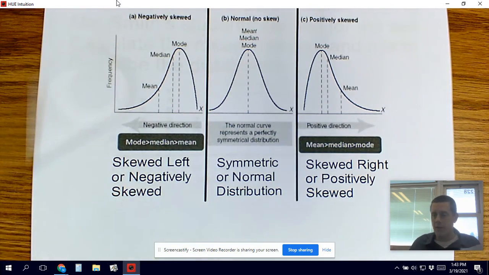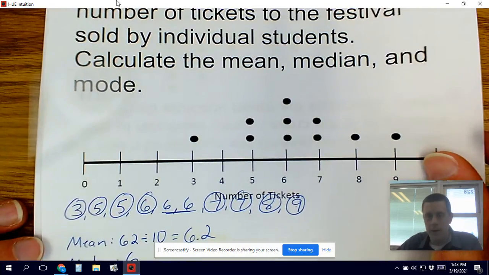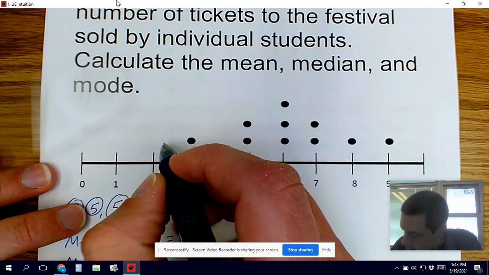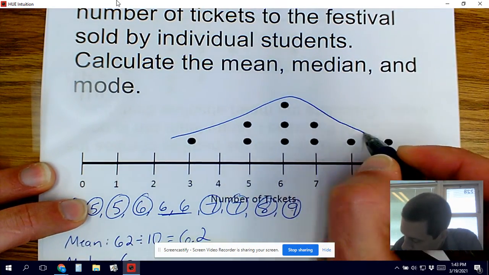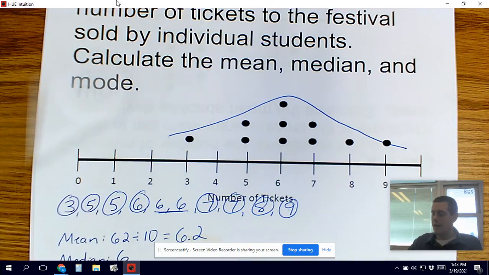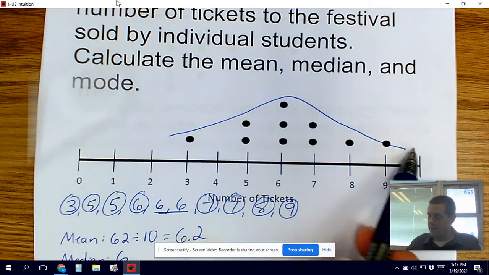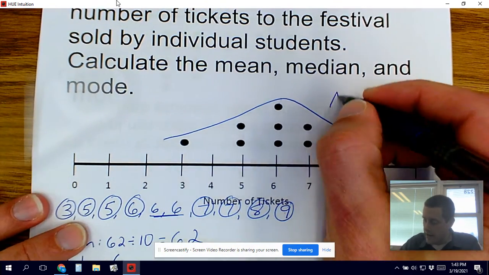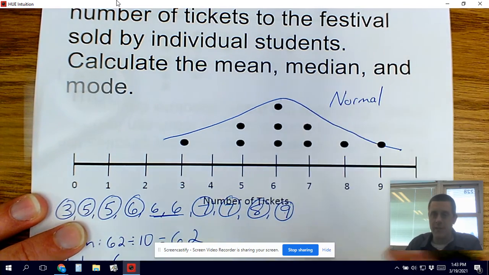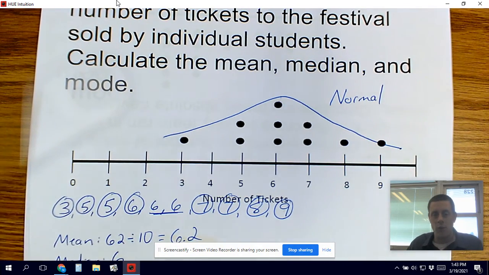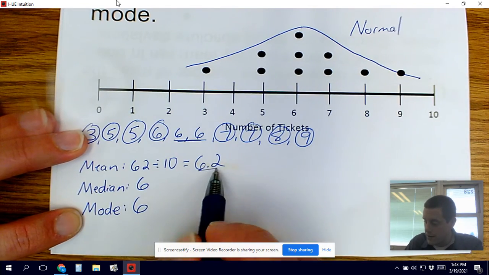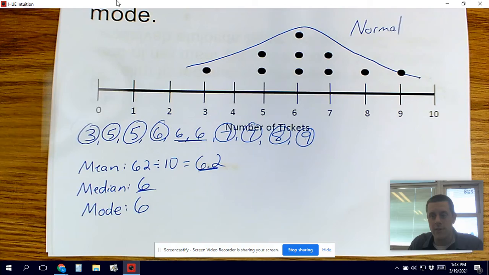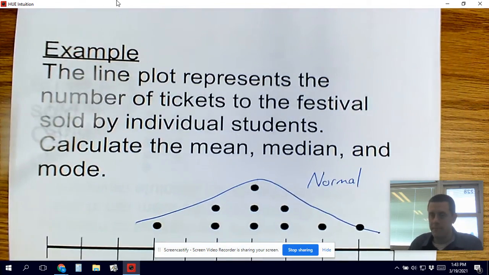Let's go back and look at the 2 dot plots we've already talked about and see if we can determine their distribution based on the shape of the data. So here's my data distribution. And if I actually draw the shape of those dot plots, I get a peak in the middle with about the same fall on both sides. So I would call this a normal or a symmetrical distribution. And in a normal or symmetrical distribution, the mean and the median should be about the same. And if you check our calculations, yeah, 6.2 and 6, pretty close to each other.